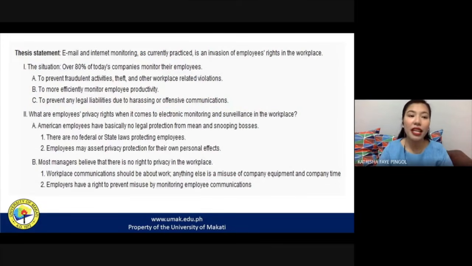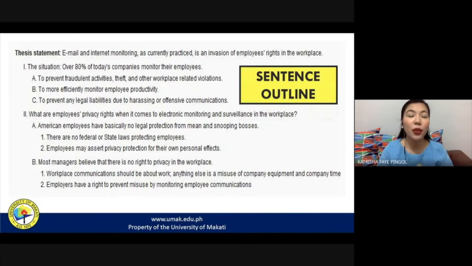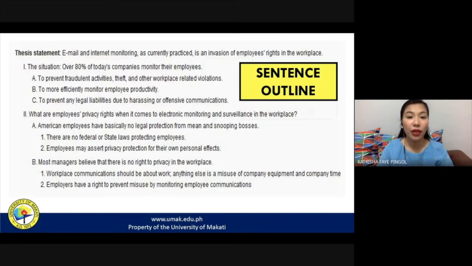So take this one for example. You have this outline about email and internet monitoring, as currently practiced, is an invasion of employees' right in the workplace. So that was the thesis statement, and then you would notice that all of the main ideas and all of the supporting ideas are actually written in complete sentences with the proper punctuation marks. Okay, so this one is what we can refer to as a sentence outline.